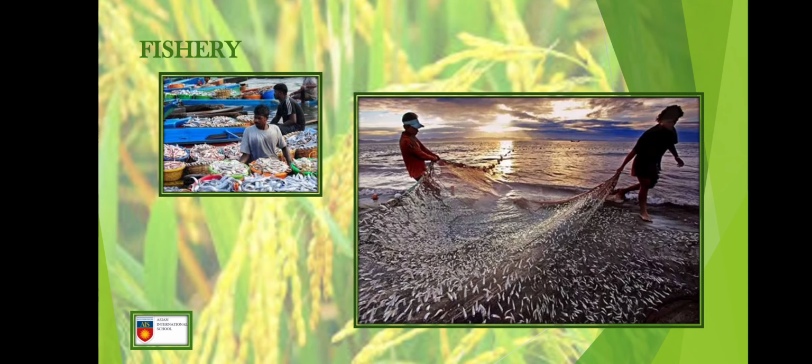Fishery. Fishery is of two types, marine and inland. Marine fishing involves catching of fish from the sea. It is practiced in the states that are along the coastline. Shrimp, sardines, mackerels are caught from the sea, whereas inland fishing involves catching of fish from the rivers, lakes, canals, and ponds. The type of fish caught here are katla, rohu, trout, and freshwater prawns.